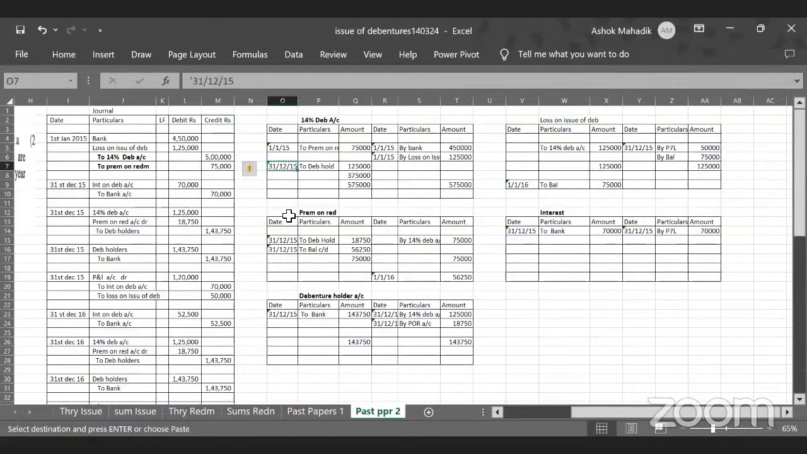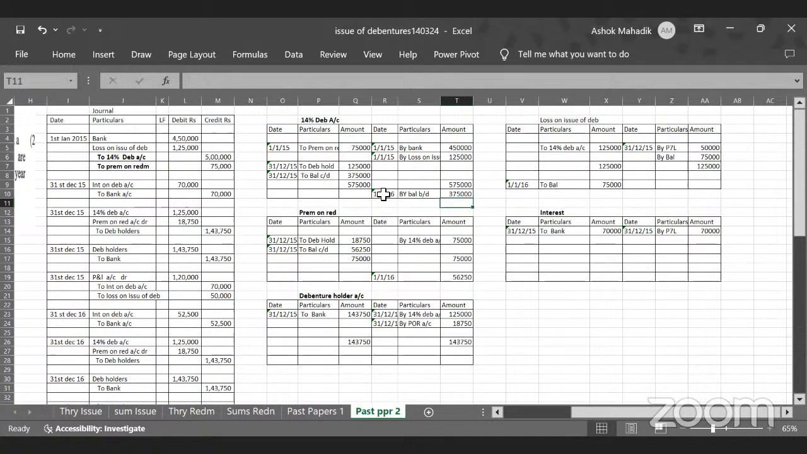So on 31st December, write to balance CD, and next day, that is on 1st January 16, it will be opening balance, right? By balance brought down 3,75,000. Okay, so this is how you have to close the accounts every year. Clear? So you can understand how many lines you need.